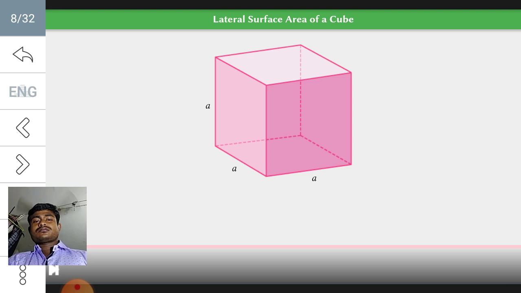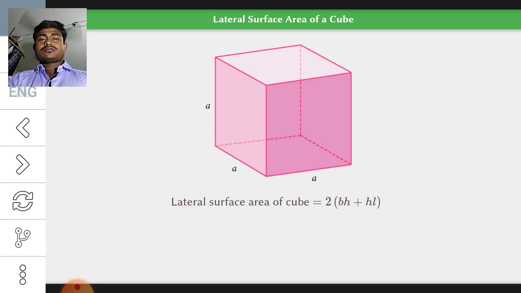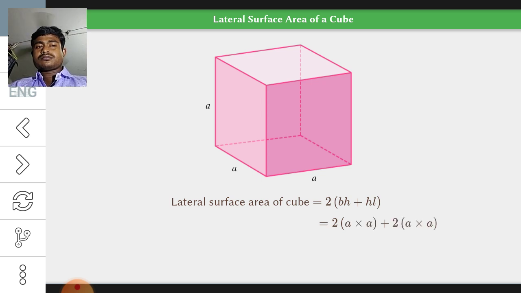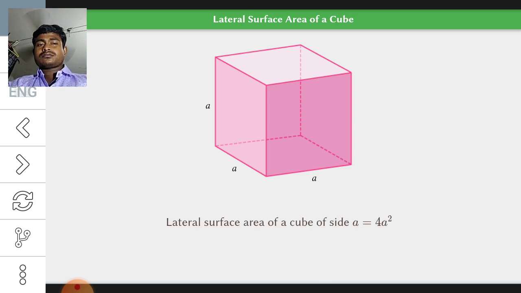Similarly, the lateral surface area of a cube can be calculated by substituting the values of L, B, and H with A in the formula for the lateral surface area of a cuboid. Thus, the lateral surface area of a cube is equal to 4A squared.